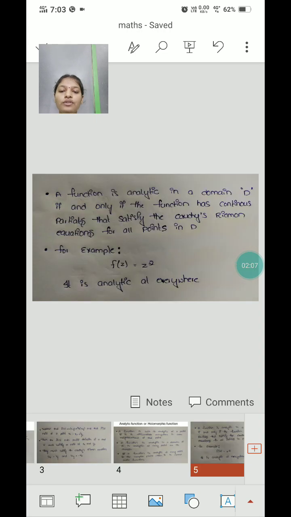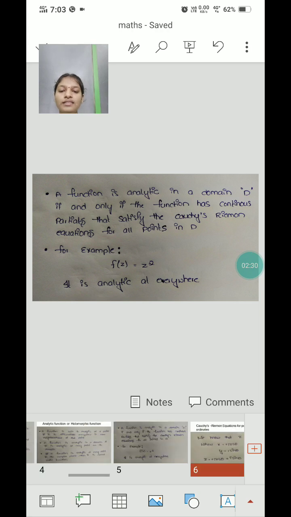Next we can go through one example. A function is analytic in a domain D if and only if the function has continuous partial derivatives that satisfy the Cauchy-Riemann equations for all points in D. For example, f of z is equal to z square. It is analytic everywhere, so it is analytic.